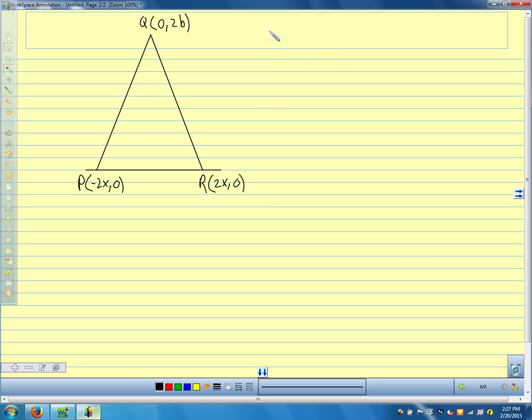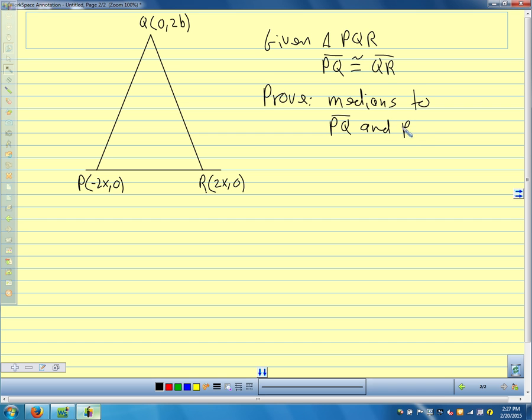And we're given that we have triangle PQR, and this is an isosceles triangle. So PQ is congruent to QR. And we want to prove that the medians to PQ and QR are congruent. So here's our setup.